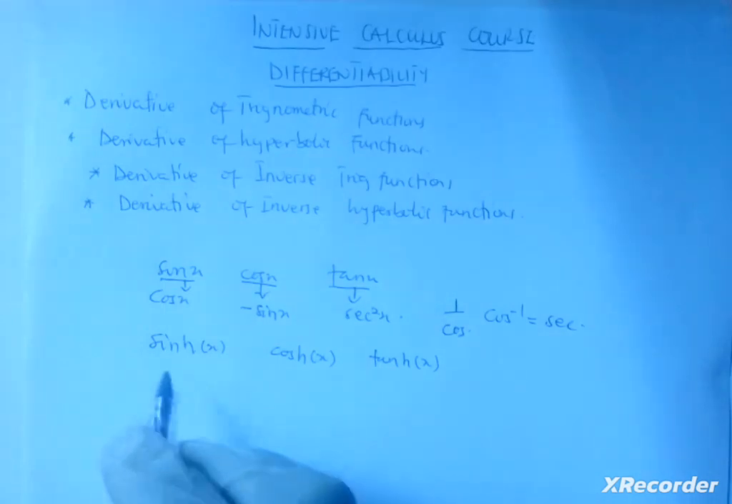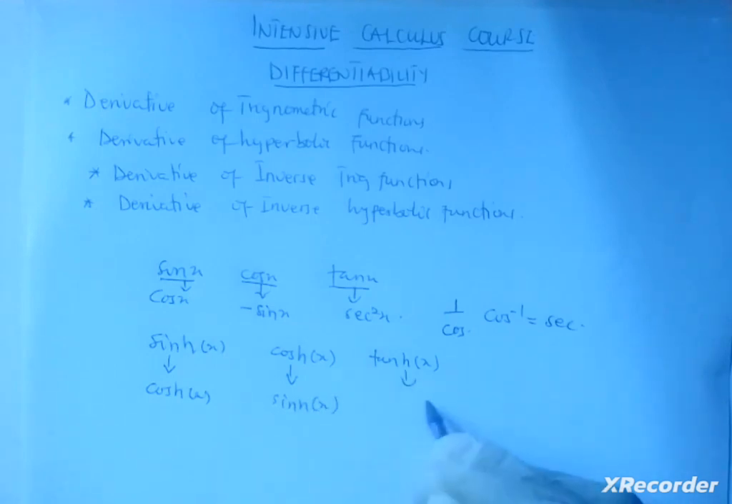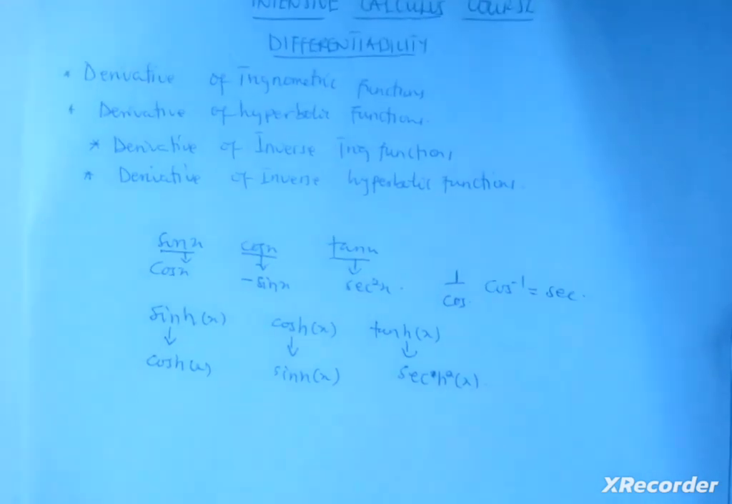What are the derivatives? The derivative of sinh x is cosh of x. Derivative of cosh of x is simply sinh of x, but non-negative. Take note. Derivative of tanh of x is simply sech squared of x, yes. So these are the basic derivatives you will have in trig and hyperbolic functions. Let's talk some more about their inverses.